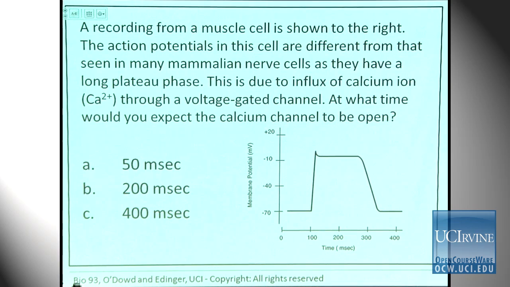And voltage-gated channels are closed at the resting potential. So 50 milliseconds is at the resting potential. 400 milliseconds is back at that resting potential. So the right answer is 200. Yes?